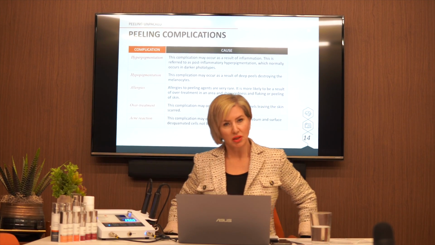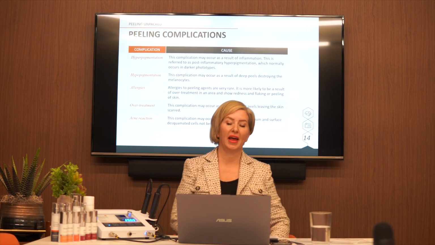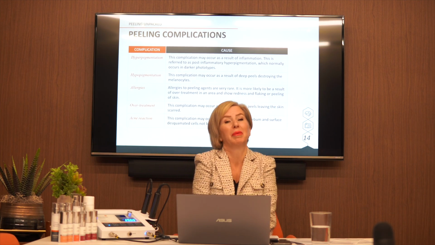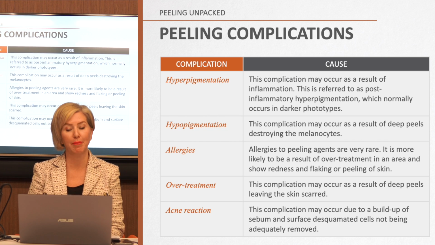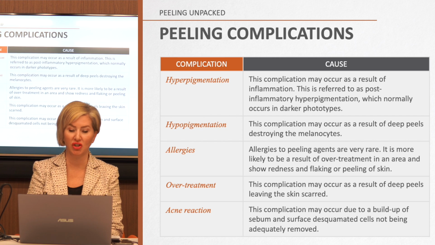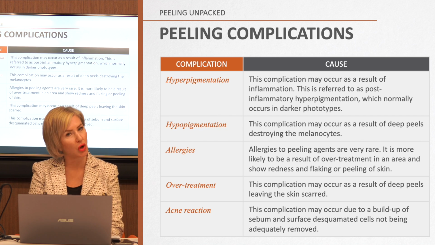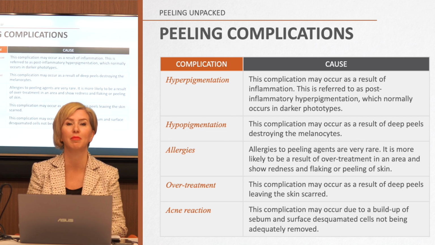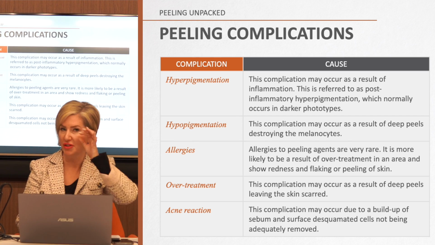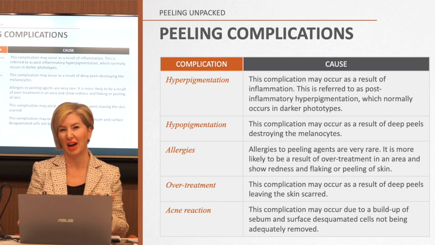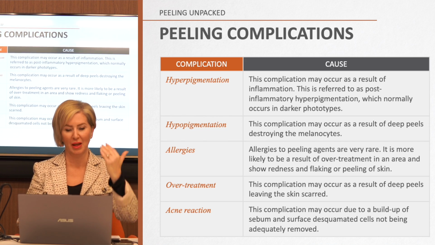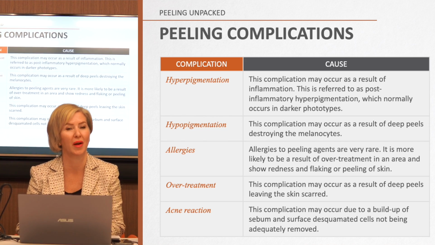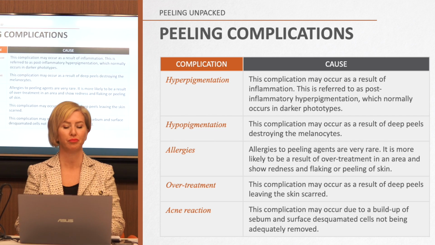So again, we talked a little bit about peeling complications, and this more so goes for deep peels, but you want to keep this in mind. When you have a deep peel, you may have hyperpigmentation or PIH. Hypopigmentation, again, this often comes as a result of a deep peel, like we saw in the image of the mature lady earlier with the demarcation line and that difference in texture between the lower portion of her face and the upper portion, because the deep peels are destroying the melanocytes of the skin.